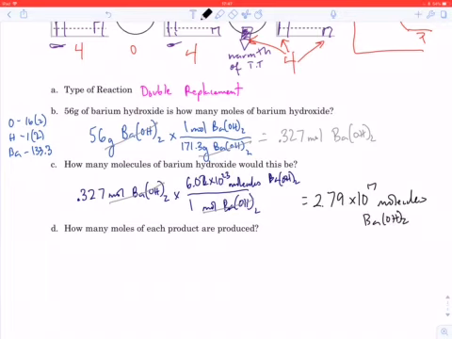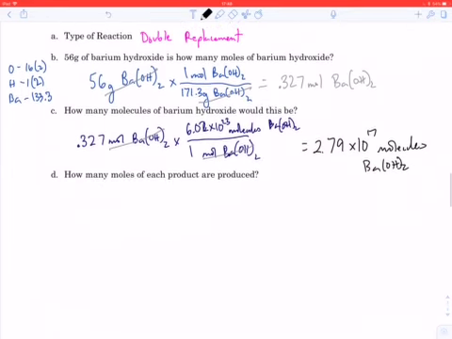So if you guys want to sit here and complain about moles, it's a heck of a lot easier to say 0.327 moles of something than it is to go out there and count 2.79 times 10 to the 17th molecules of something. So just keep that in mind when we're frustrated about our good old-fashioned handy-dandy moles. So then it says, how many moles of each product are produced?